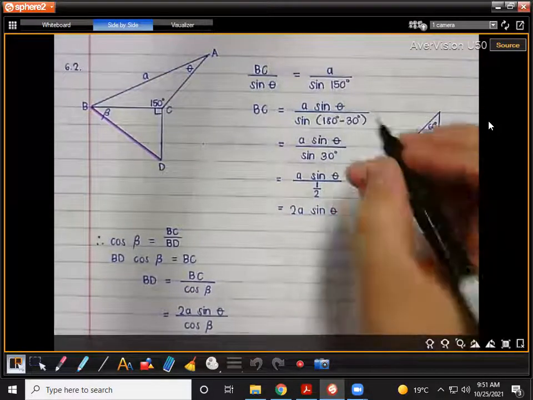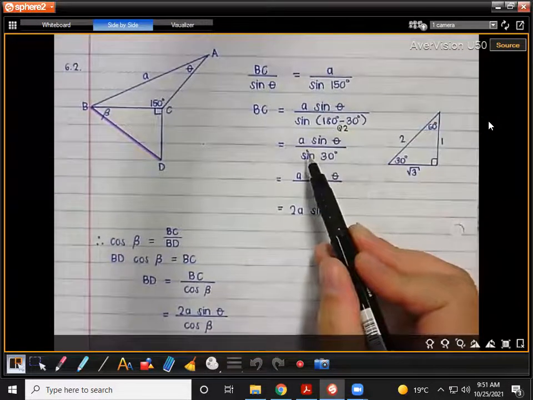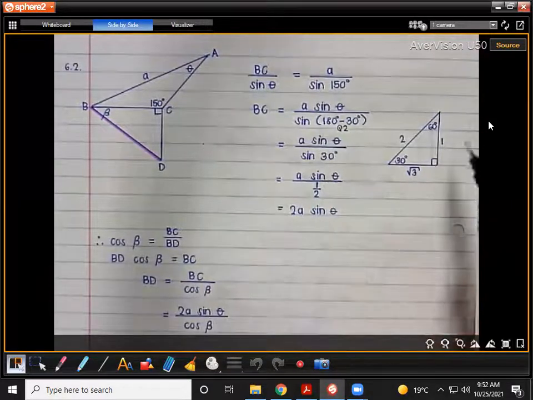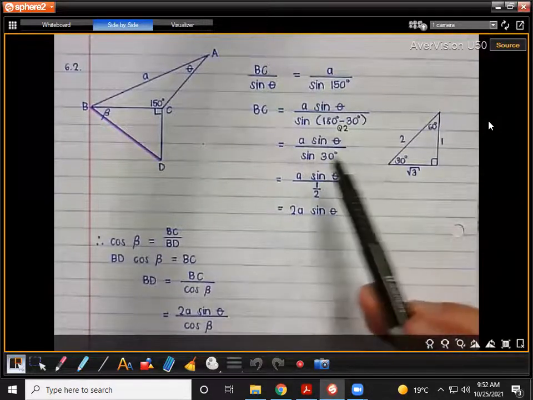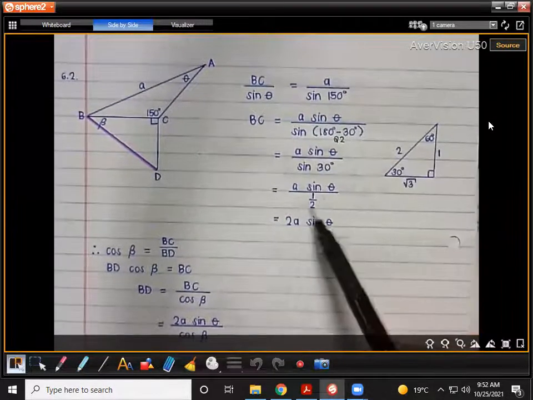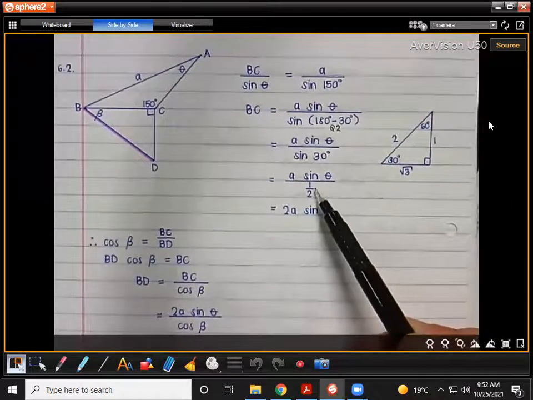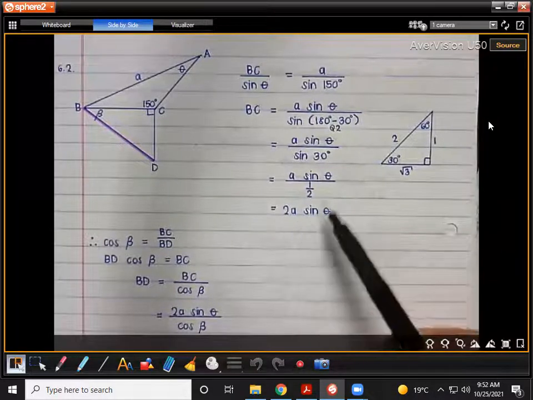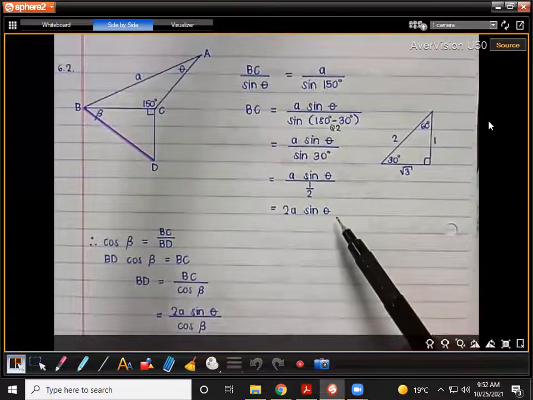180 minus 30 is in the second quadrant. What is sine in the second quadrant? Positive. So this just becomes positive sine 30. Also, if they said without the use of a calculator, you have to then show your special triangle, right? In order to get the value of sine 30. Sine 30 is opposite over hypotenuse, a half. So you have A sine theta over a half. Now, when you're dividing by a half, that's the same as multiplying by 2 over 1. You tip and times, right? So this is the same as A sine theta times 2 over 1, which is 2A sine theta.